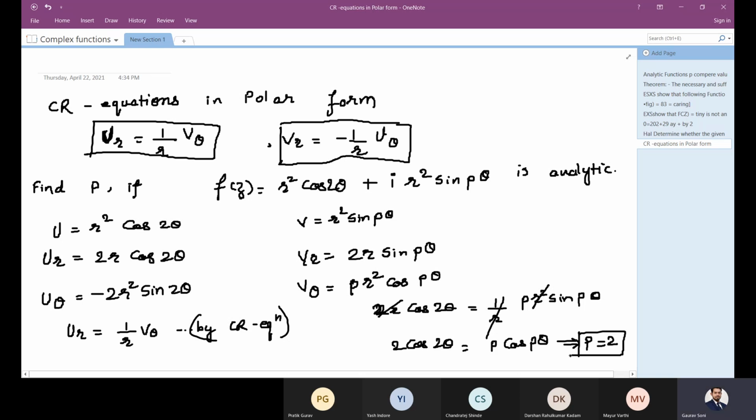So like CR equations in Cartesian form, we also have the CR equations in polar form. Fine. So in the next lecture, what we'll see is we'll study the harmonic functions, what we mean by harmonic functions and how to deal with them.